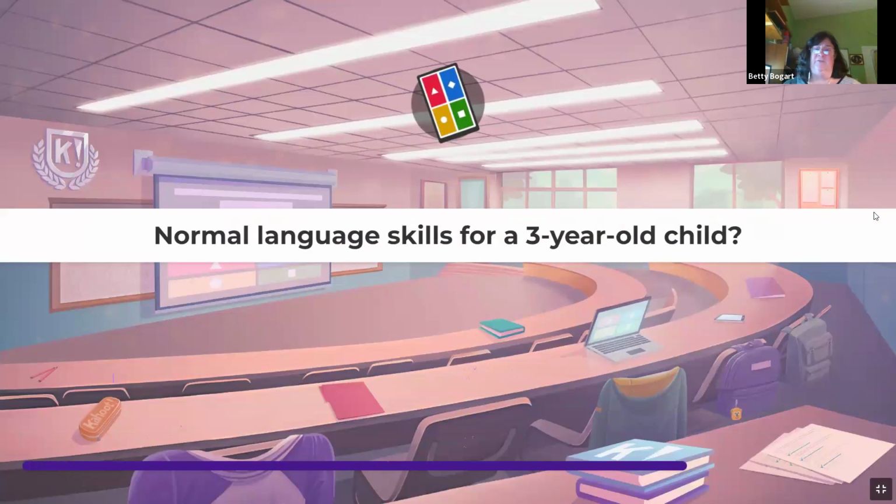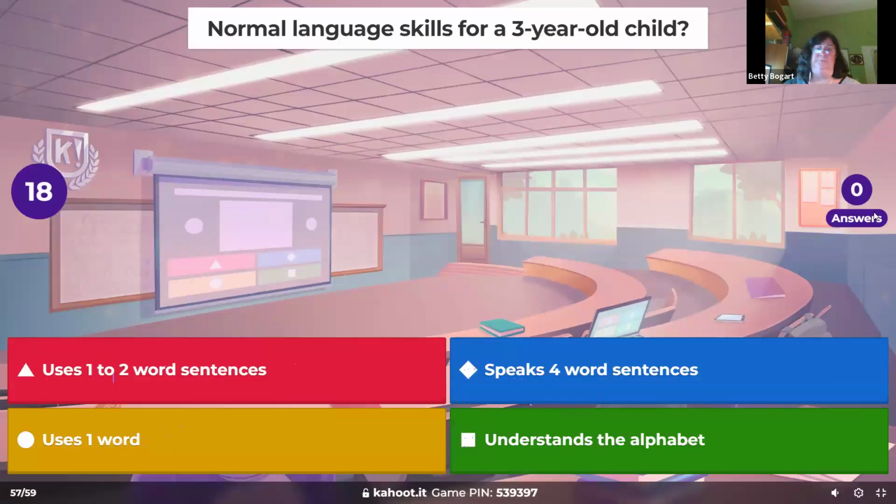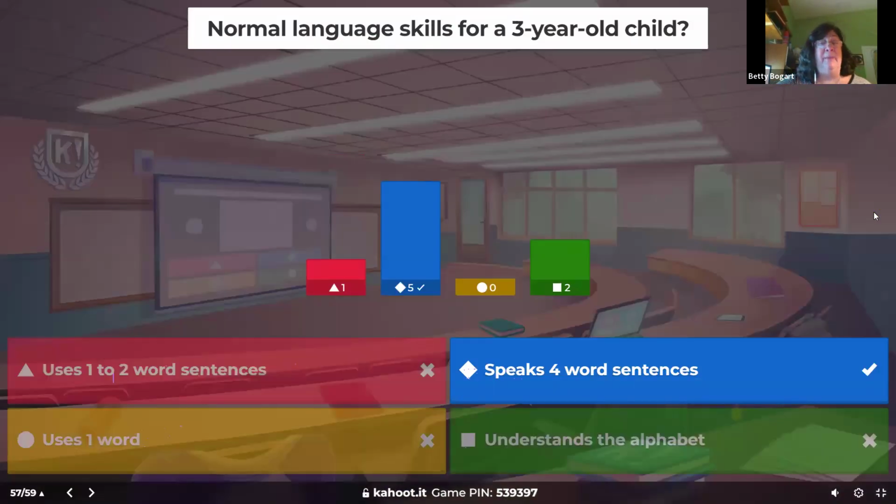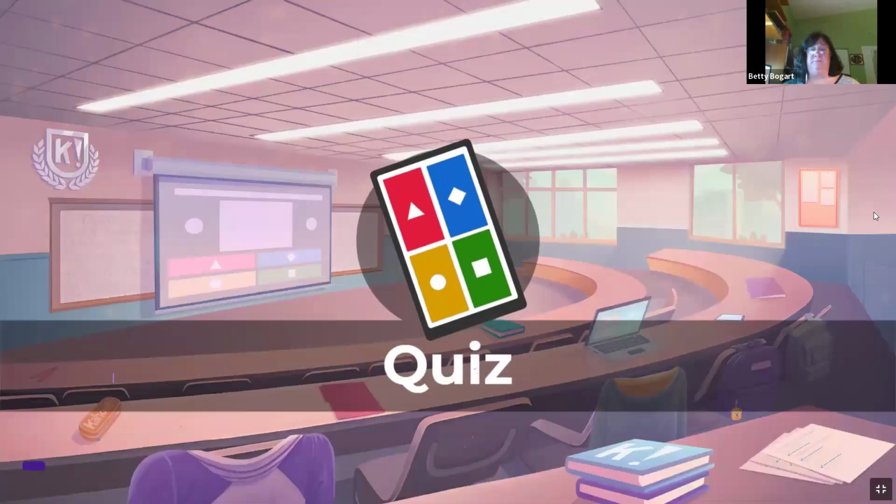Normal language skills for a 3-year-old child. They should be in about 4-word sentences now. They're pretty good. They're pretty smart.